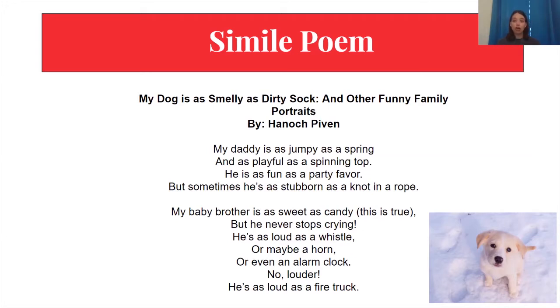So you were able to draw it because you had those similes. So what we're going to do now is read this poem, reference some of the similes, and then we're actually going to do a Kahoot quiz in a second. This is called My Dog is Smelly as Dirty Socks and Other Funny Family Portraits by Hannah Pivot.